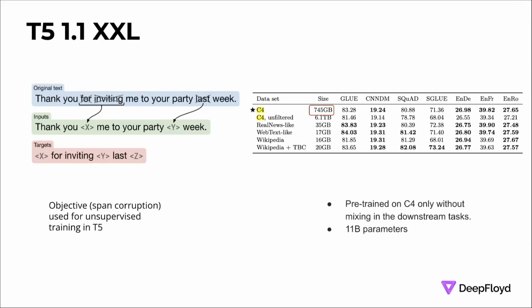T5 is a large language model which is trained with the span corruption objective. Basically, it's an encoder-decoder transformer model. As you can see on the right, it's written that it was trained on the C4 corpus. And the biggest model, XXL, has 11 billion parameters. And actually, this is the very language model which we use as a text encoder.